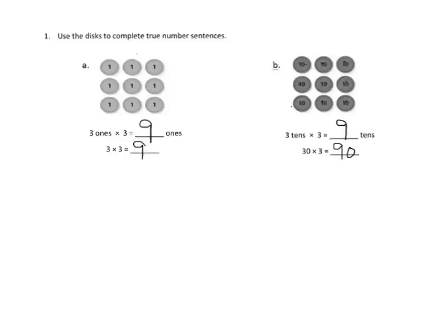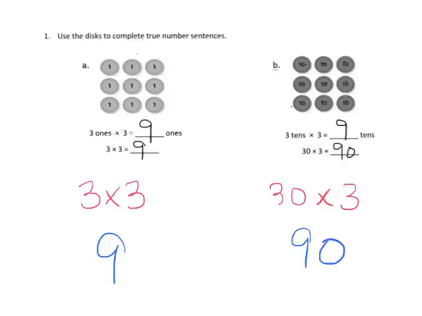So what we want our students to see is over here we did 3 times 3, but over here we did 30 times 3. And we want our students to see that this answer is 9, this answer is 90, so our students should begin seeing some patterns.